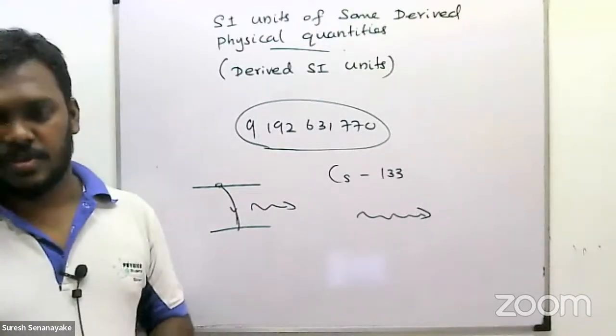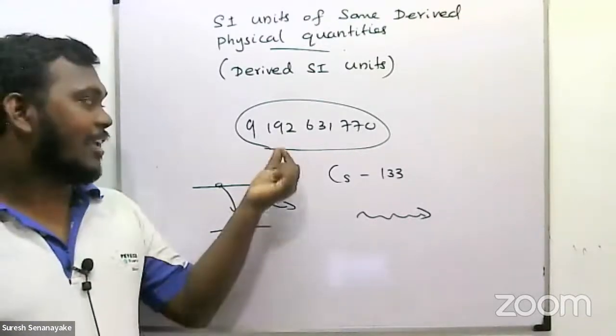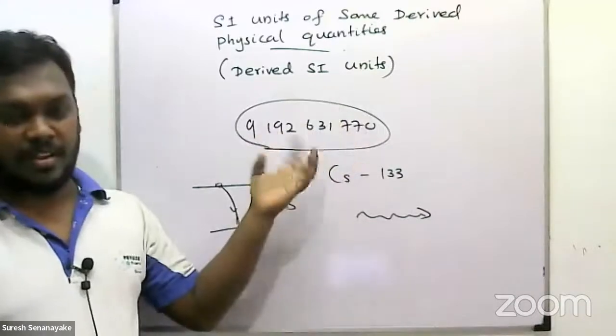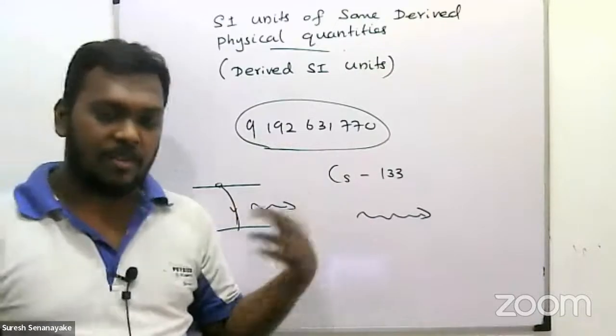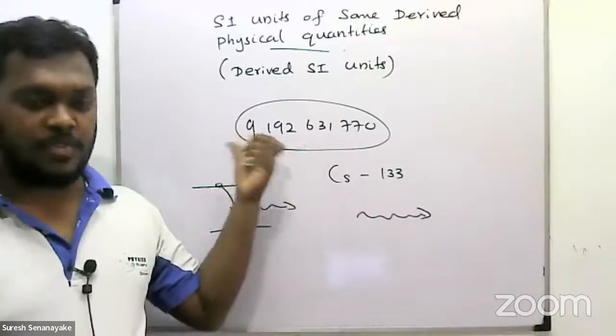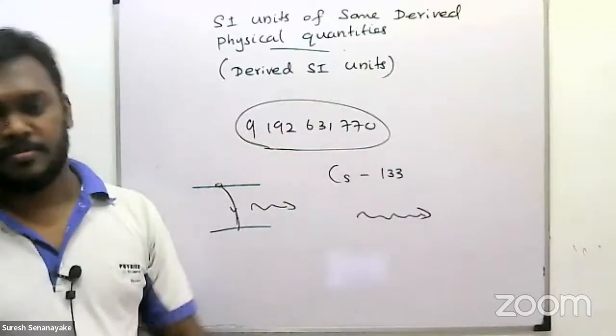The time taken to emit one radiation is 1 over this amount. That means it is an atomic clock. If you use the atomic clock, you can measure the time corresponding to 1 over this value. Right?